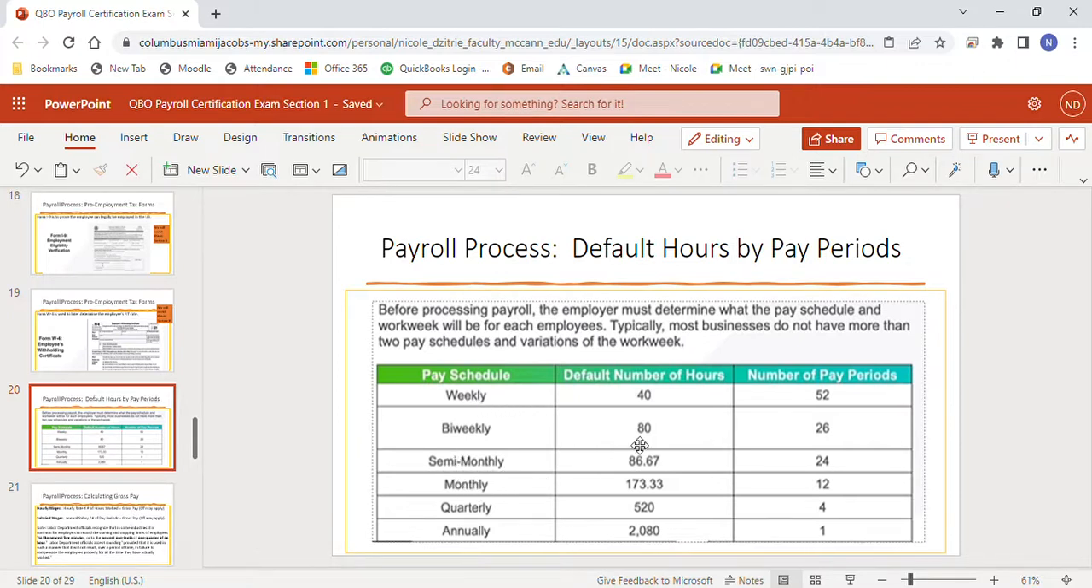And these are the default number of hours. So this would be after these hours is when you would start getting your overtime if you are hourly pay. And how you get this is you divide it by the number of pay periods. Because if it's bi-weekly, there's 26 pay periods. If it's semi-monthly, it's 24 pay periods.